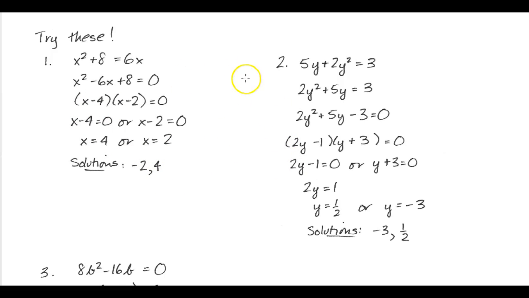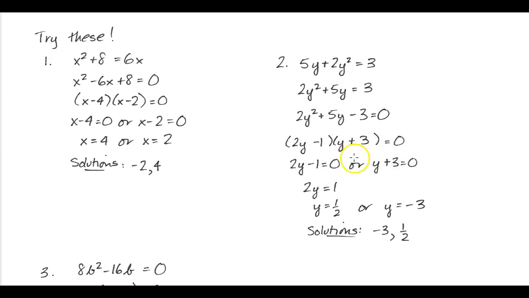Okay. In problem 2, we rewrote, so we have standard form. So if I write the powers in descending order, we'll have 2y squared plus 5y equal to 3. We should subtract 3 from both sides, so we get 0 on the right-hand side. Now we have standard form. I found that the factors of this polynomial are (2y minus 1) times (y plus 3). If we check that, if we check the outers and inners, we'll have 6y minus y is positive 5y, the lasts, we get negative 3, and the first term is 2y squared.